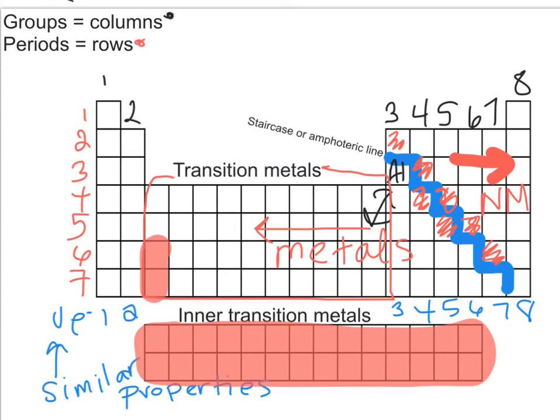We said that our groups and columns have similar properties, and because of that, we give them some special names. So group 1 are called our alkali metals. Group 2 are the alkaline earth metals. We have our transition metals in the middle, our inner transition metals, because they have similar properties too, kind of, but we're going to go then next with our 7th group, called the halogens. And group 8 we've already talked about a little bit, but these are our noble gases.